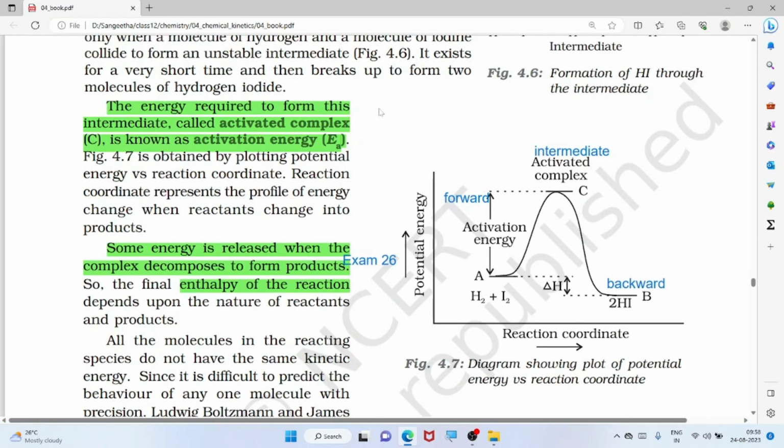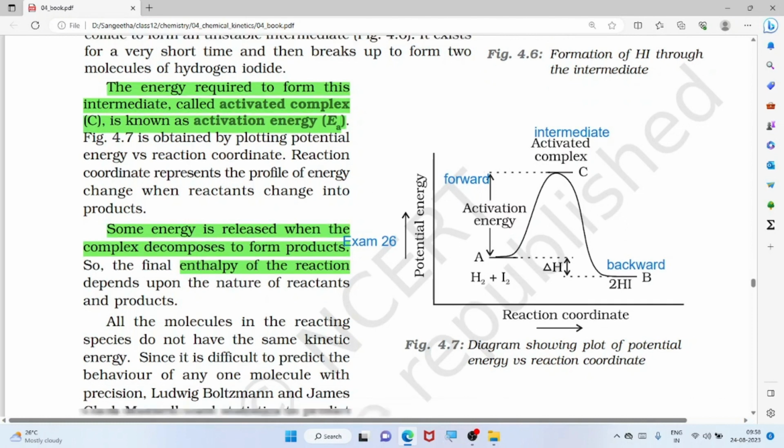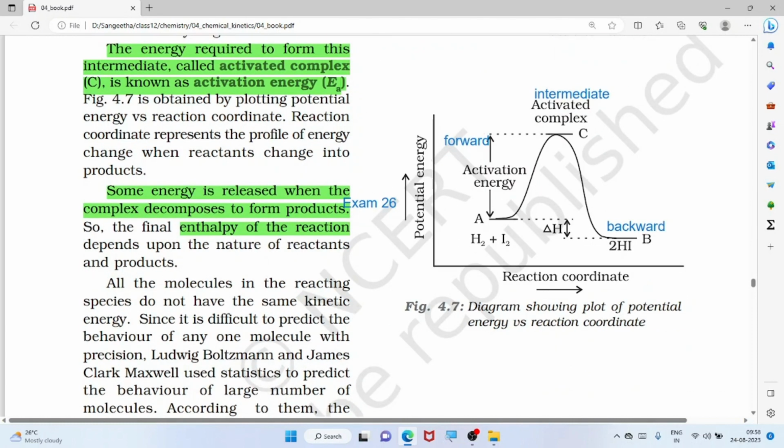The energy required to form the intermediate activation complex is known as activation energy. This is the forward activation energy, and this is the backward activation energy. Some energy is released when the complex decomposes to form products. From this complex decomposing, you see it is releasing energy, so energy is decreasing before forming the product.